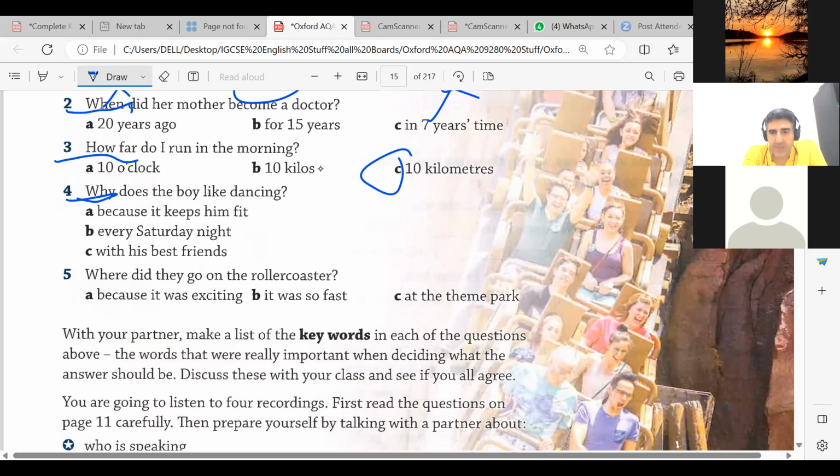That's right. Now, the last question, ya Khalid. Where did they go on the roller coaster? In your opinion, what is the right answer here without listening? At the theme park. Exactly. Why at the theme park? Because the question asks about the place where. Exactly. That's it.